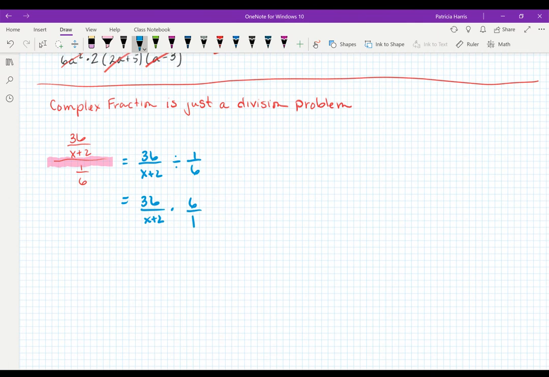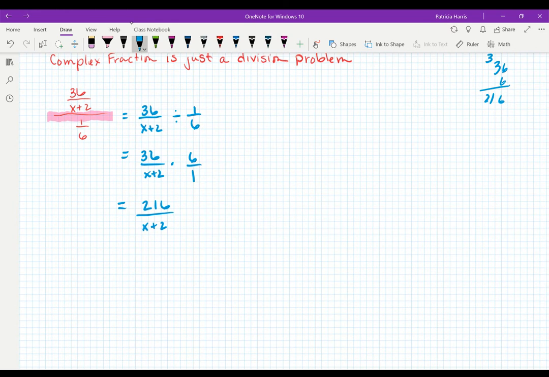Okay, so now that's a multiplication problem. Now I have 36 times 6. 36 times 6. Oh, goodness. I have to do some scratch work. Sorry. 216 over x plus 2. And that's it. Okay, so let's see if I can come up with a more difficult one. Oh, that'll work.